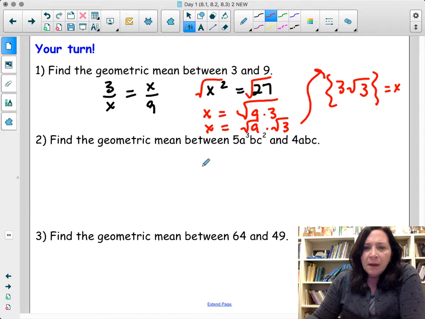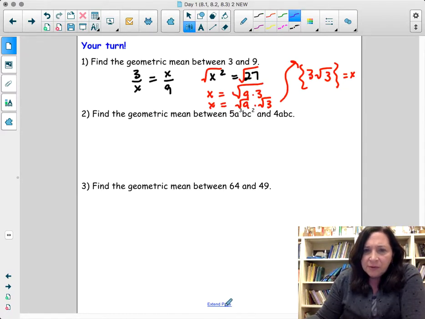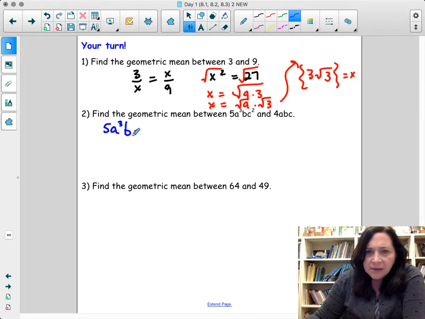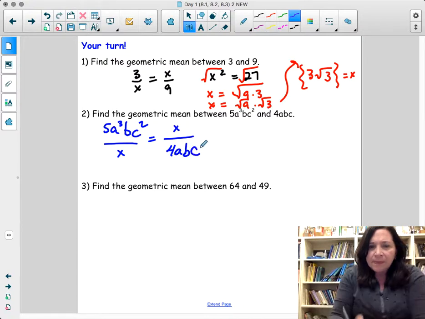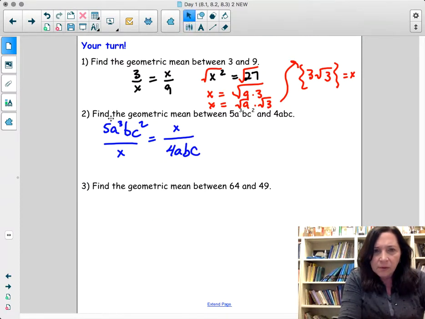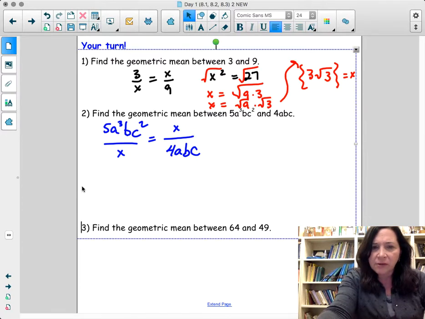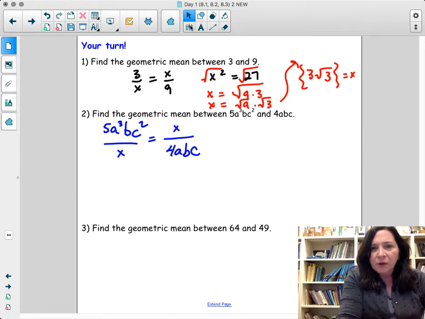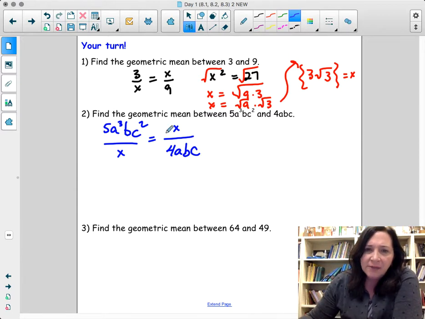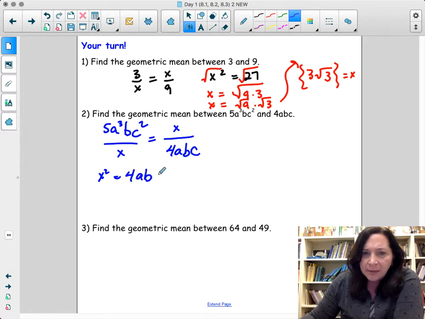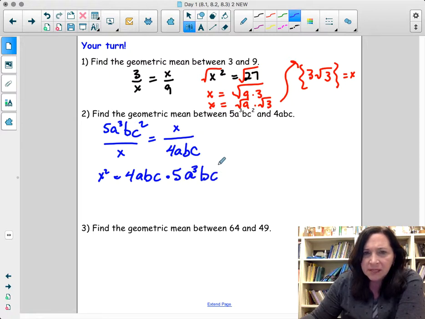To find the geometric mean between these two numbers right here, I'm going to go 5a cubed b c squared is to x as x is to 4abc. I'm going to drop this down a little bit so I have more room. For this problem, we cross multiply: x times x gives x squared, equal to 4abc times 5a cubed b c squared.